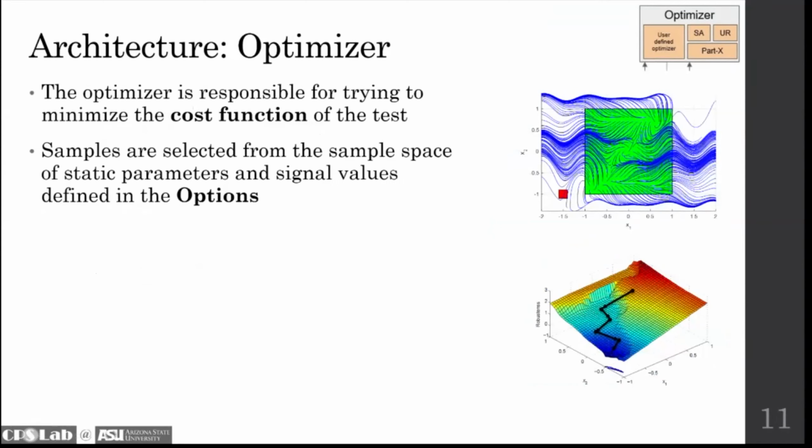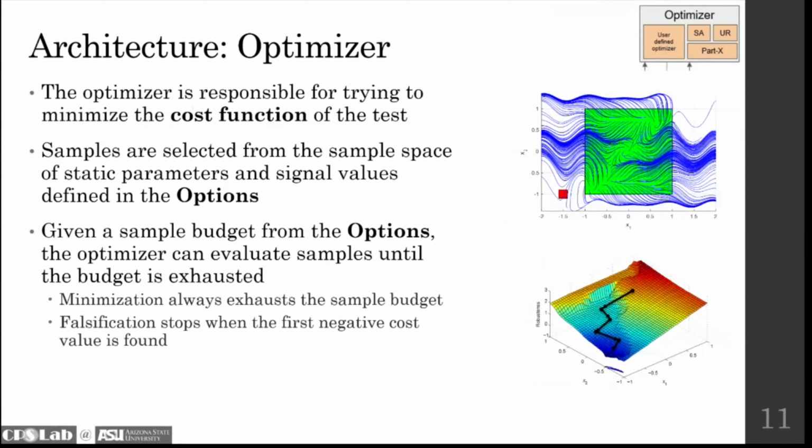Samples are selected from a multi-dimensional sample space where each dimension is a static parameter or signal value defined in the options object. The options object also provides to the optimizer a sample budget that indicates the maximum number of samples that the optimizer may select. SciTallyRow defines two behaviors for optimizers: falsification and minimization. Under minimization, the sample budget is always exhausted, while under falsification, the optimizer is stopped when the first negative cost value is found.